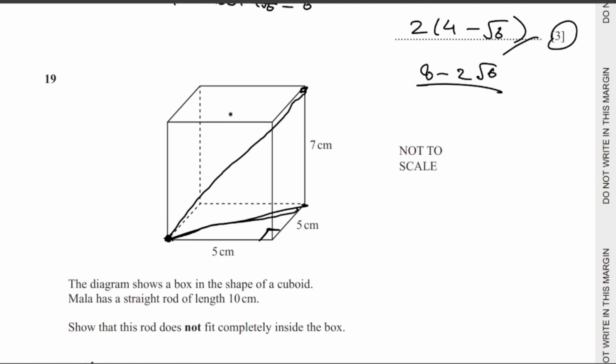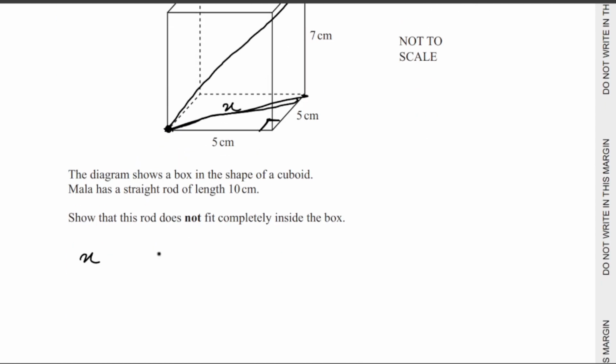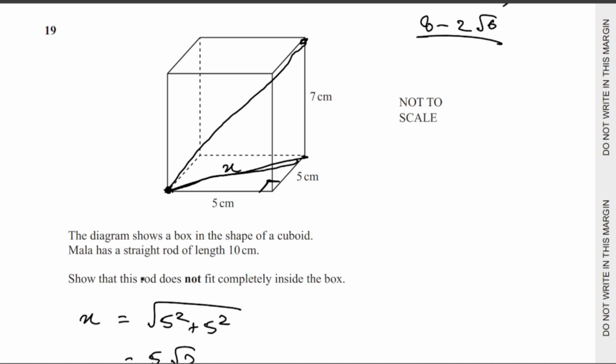So x, let's just call this bottom x, right, would equal the square root of 5 squared plus 5 squared, right? Now 5 squared plus 5 squared is 50, right? So the square root of 50 would equal 5 root 2, right? 5 squared 25, 5 squared 25, 25 plus 25 would be 50. The square root of 50 is 5 root 2.